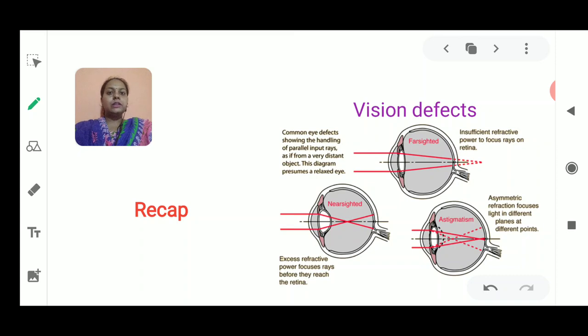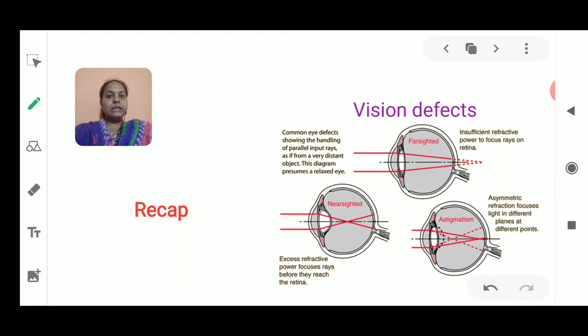So we started with the structure of the human eye, where we saw the various parts of the human eye, and then we saw the working of image formation in the human eye. After that we saw that there are various powers of the eye, that is the power of accommodation, which is helpful in the process because of which we are able to see the things which are nearby as well as in far places.